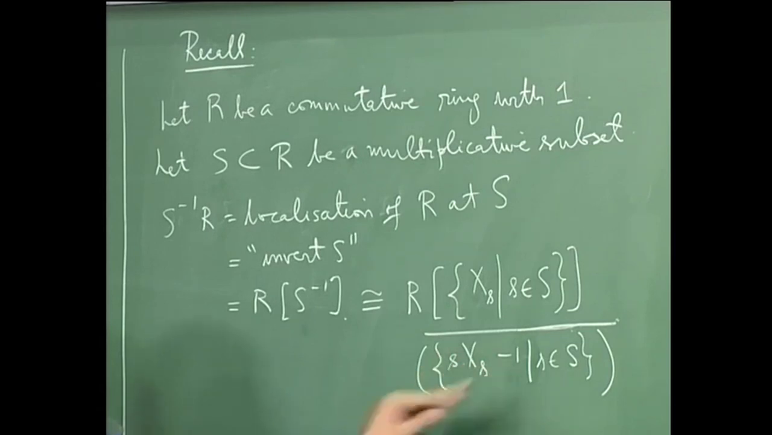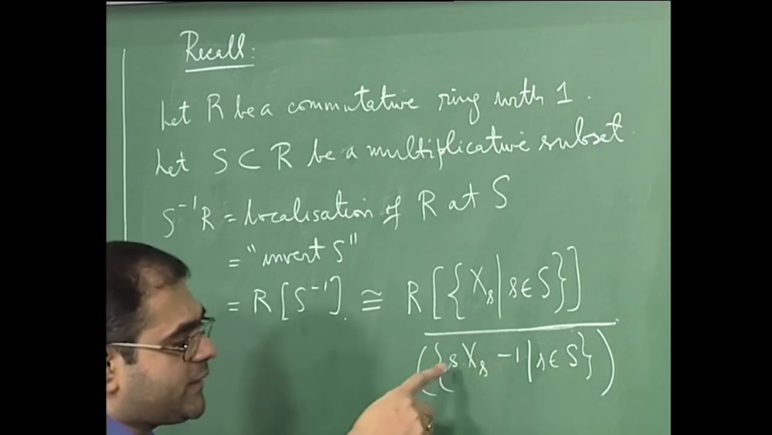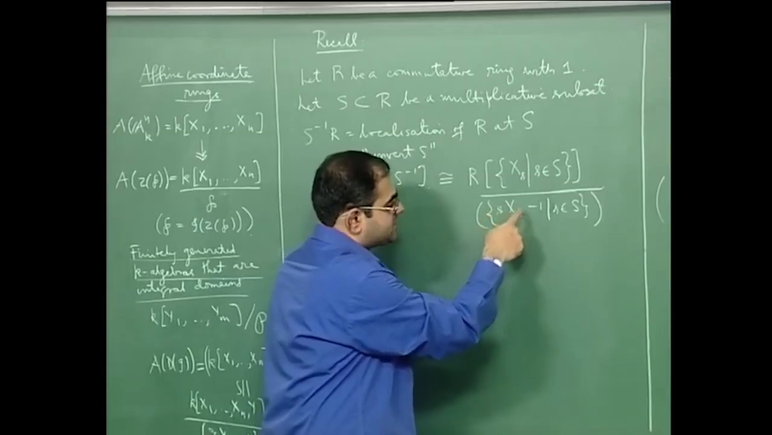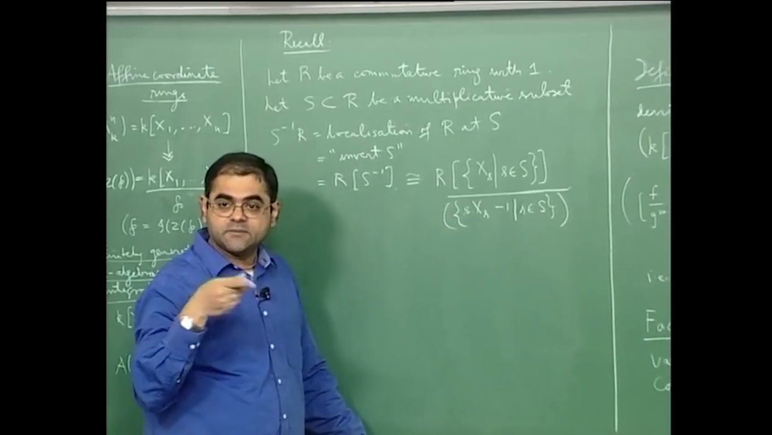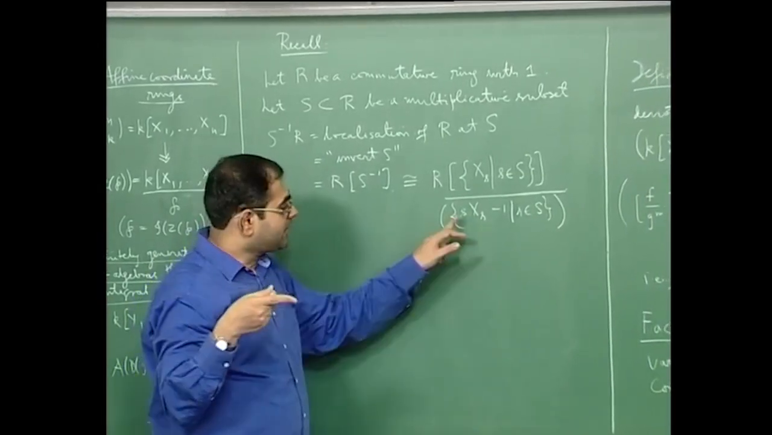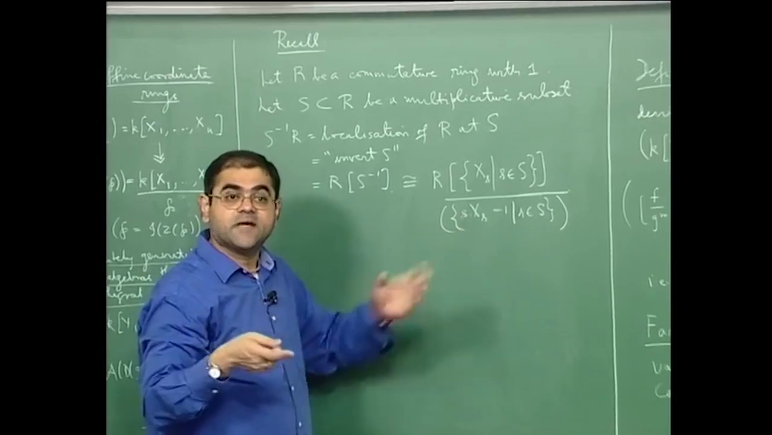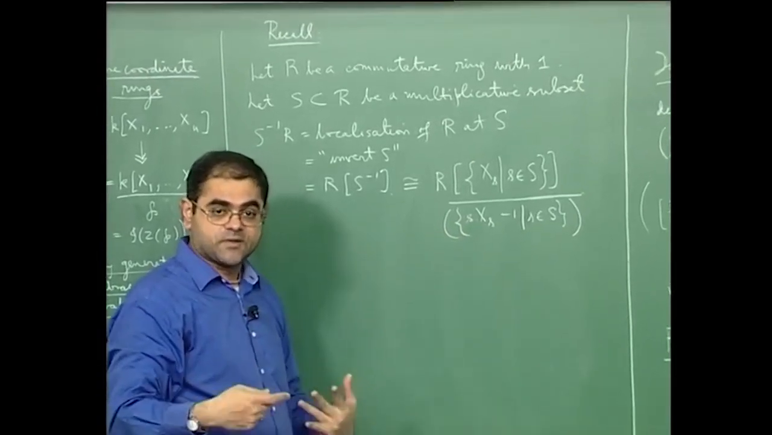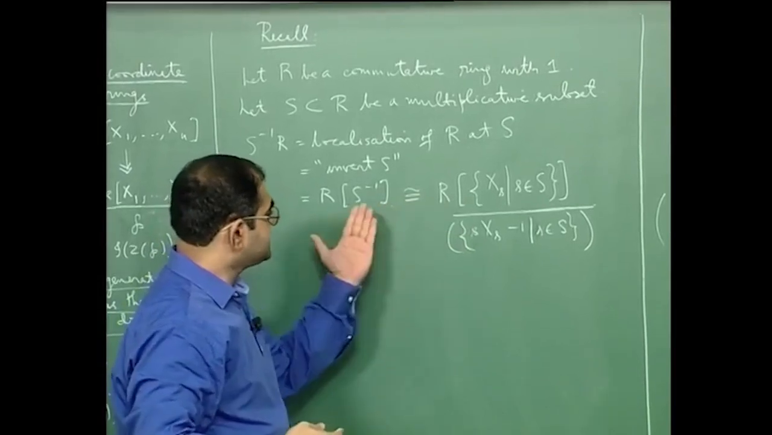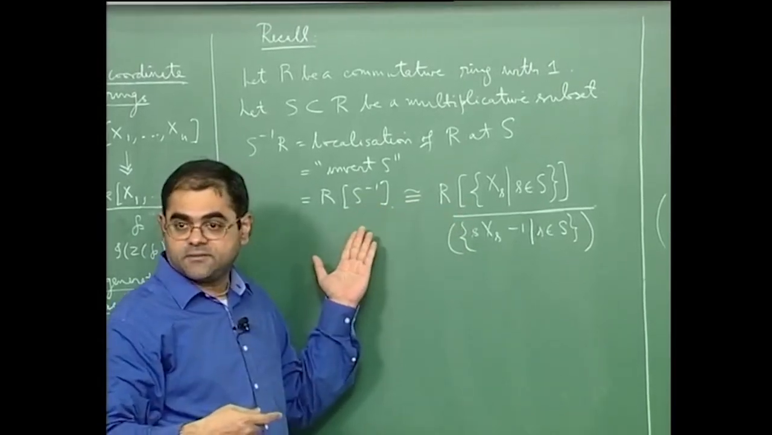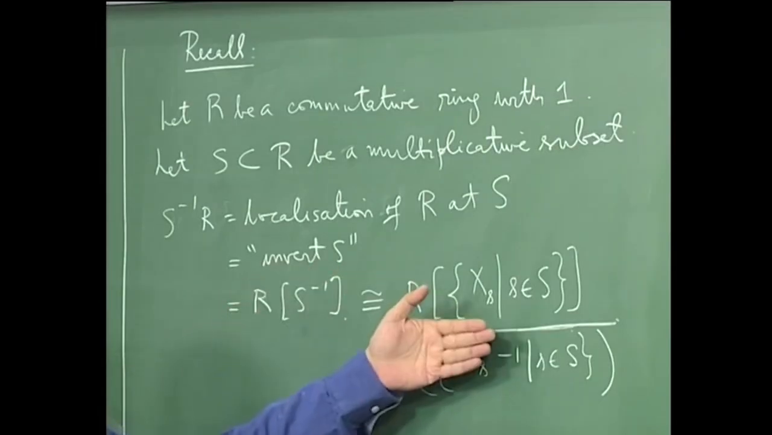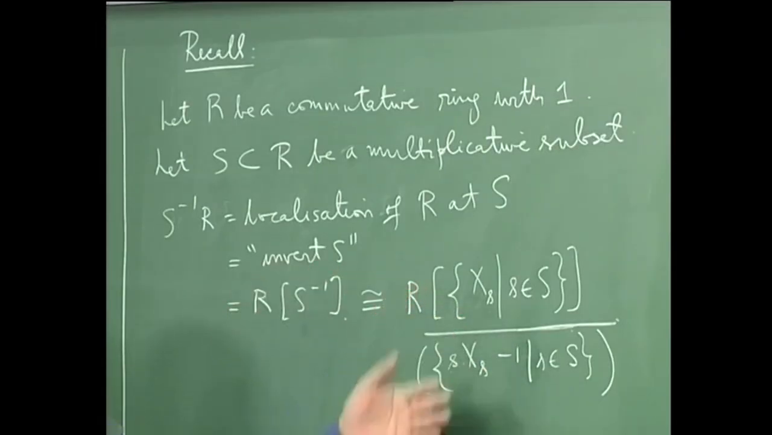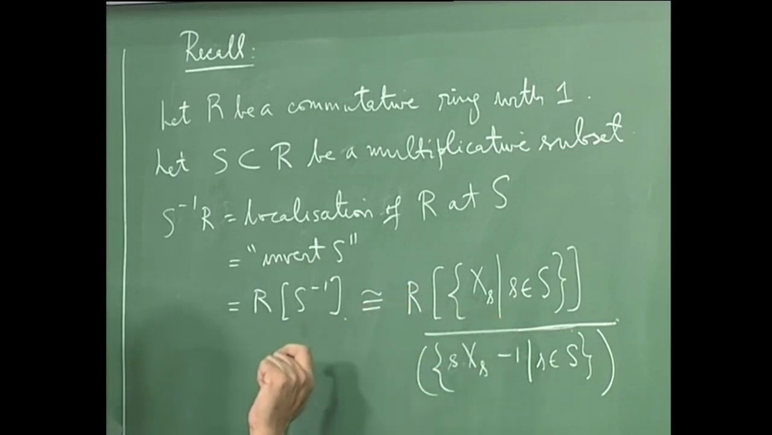Because when I kill this, in the quotient ring, s times X_s will be equal to 1. And when a product of elements is 1, it means that each of these elements is a unit. So therefore, s has become a unit. That means I have inverted s. This is again something that you would have learnt in a course in commutative algebra. It's very easy to verify. Again, the map from here to here comes because of the universal property of localization. The map from here to here will come because of the universal property of the polynomial ring.